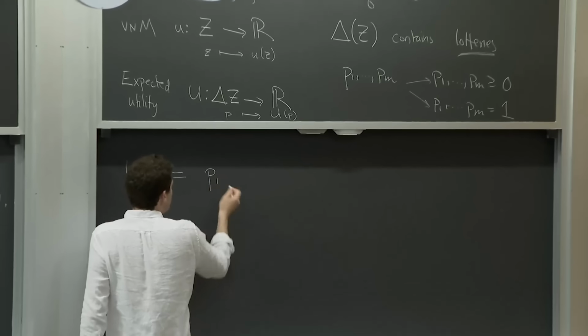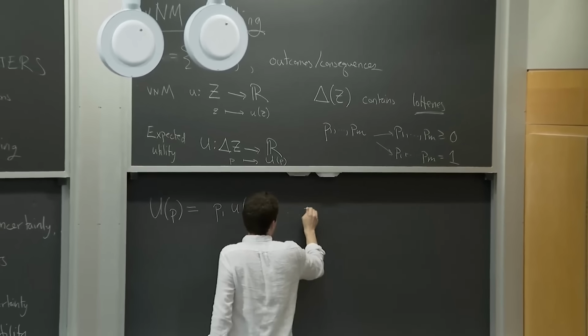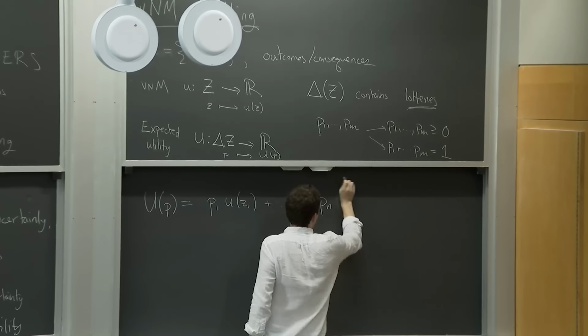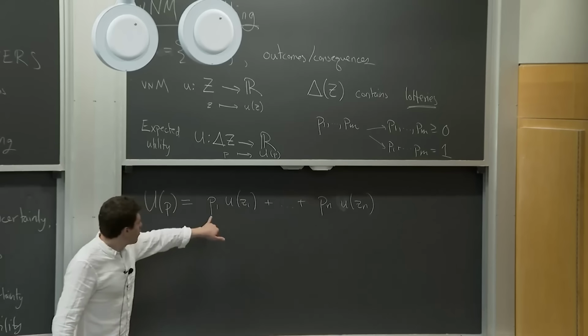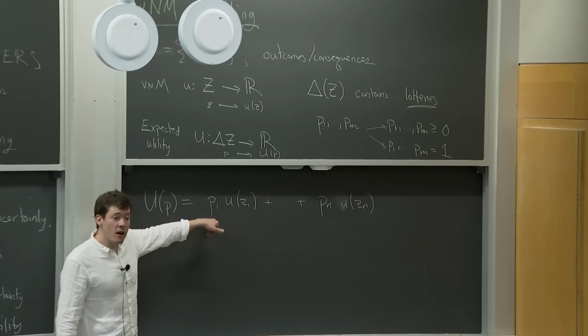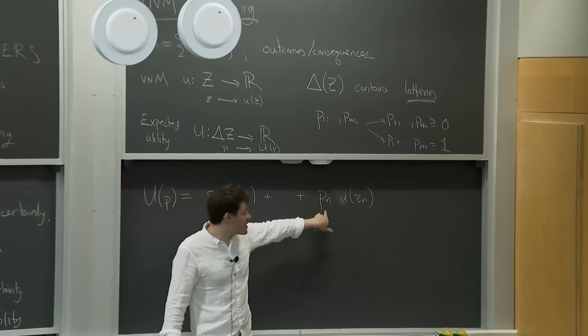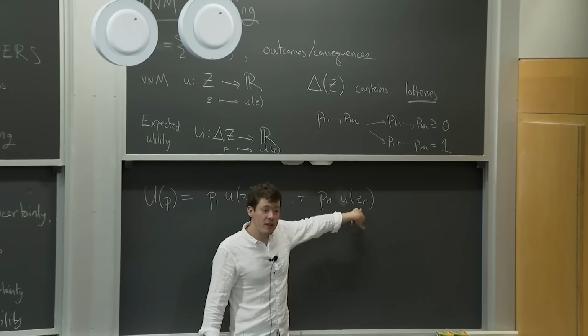So let me write P1 U of Z1. I'm saying with probability P1, I get outcome Z1, and this is my utility. And I sum it all the way up until I get to Pn. This is the probability of outcome n, and I get this utility.